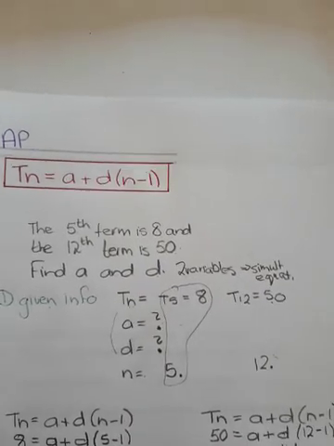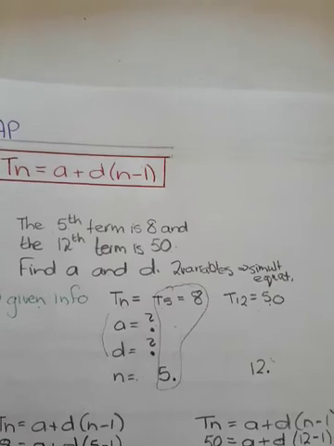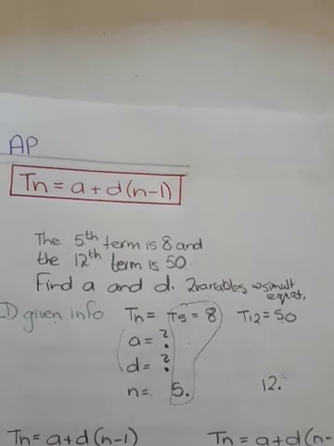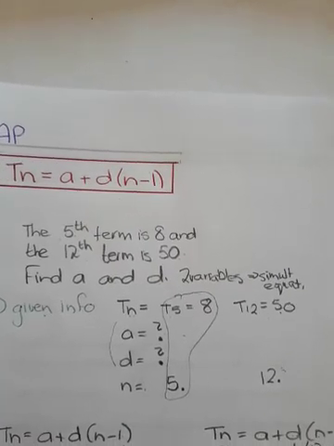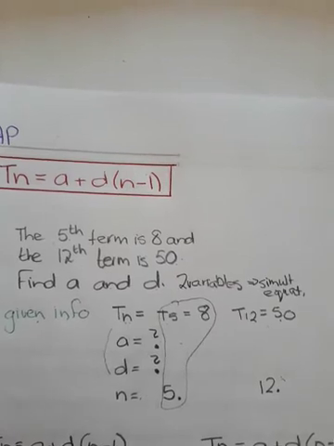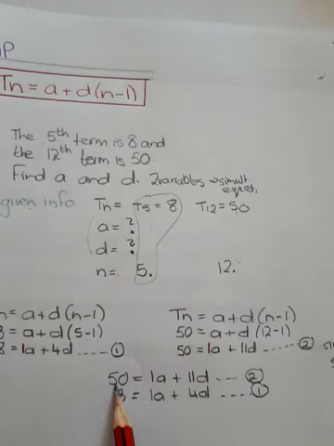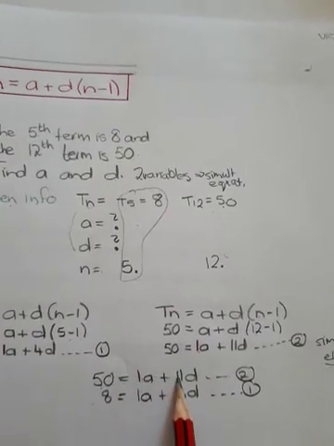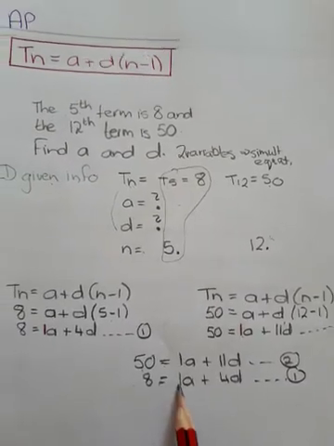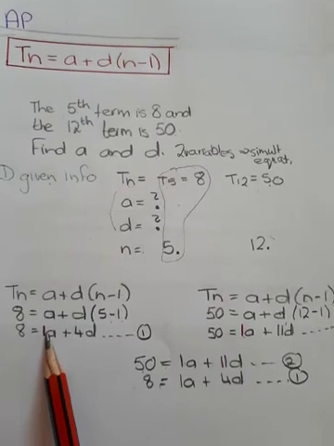The elimination method, you write your equations underneath each other. Doesn't matter which way around. I now change them around. 1A plus 4D, okay, which is equation 1. Oh, I'm sorry. 50 equals 1A plus 11D, which comes from equation 2. And 8 equals 1A plus 4D, which comes from equation 1.